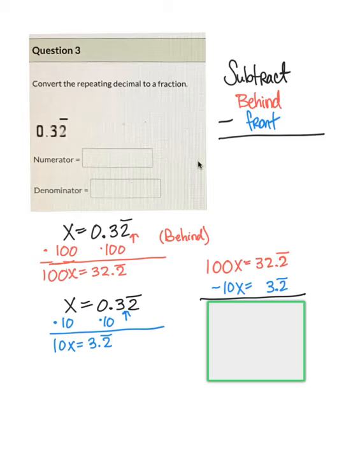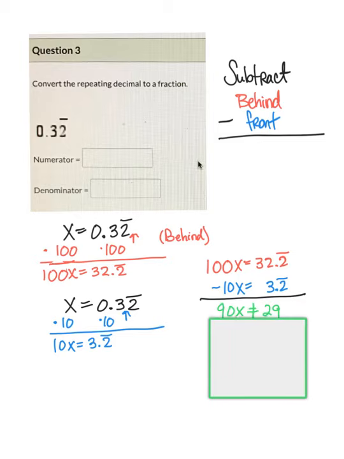Now we subtract downward. If we subtract 100x minus 10x, we get 90x. Subtract off the 32.2 and 3.2, and the repeating parts cancel each other out. So it's really 32 minus 3, and then we get 29. Then we take this green equation and solve it. We're going to get x alone.